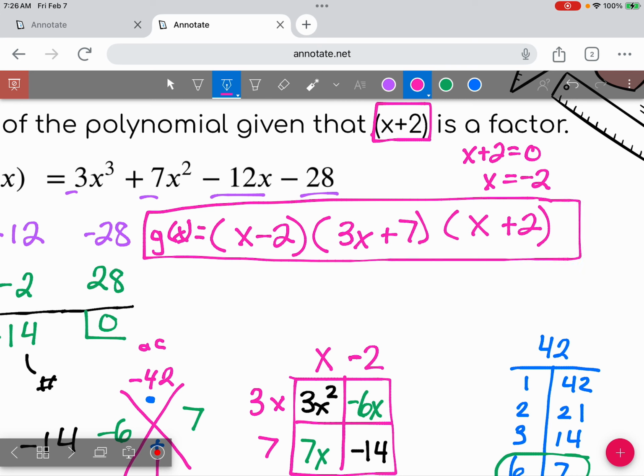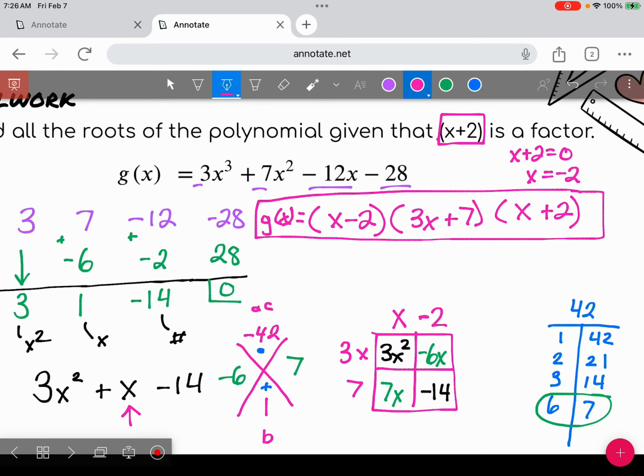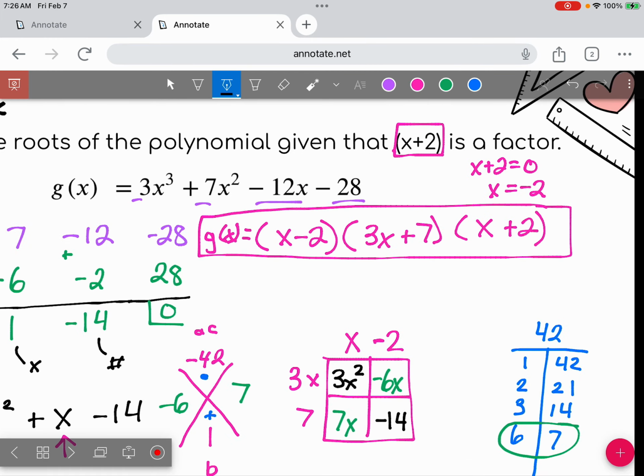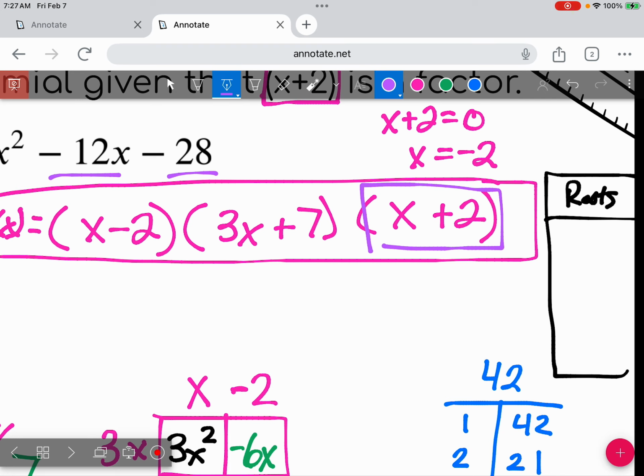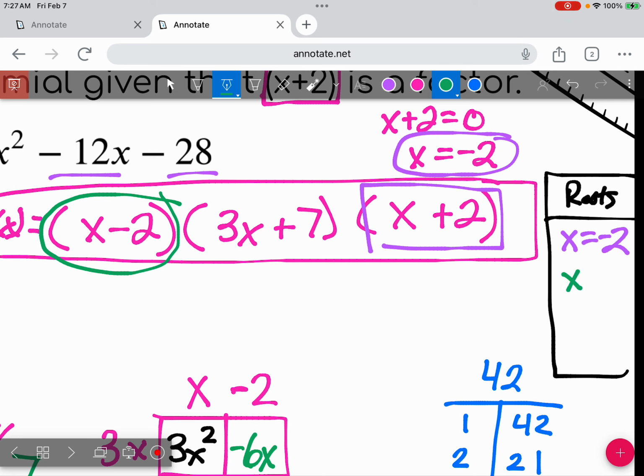Well, we weren't asked just for factored form, we were asked for our roots. So we need to find them. We're almost done with it, though. So our roots are going to be when we set each factor equal to 0. So we already have one of them, our x plus 2, we did up here. So one of our roots is that x equals minus 2. One of them, we might not have to actually even write anything for, x minus 2 equals 0. We're going to get a root at positive 2.